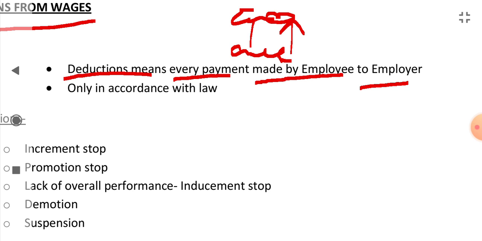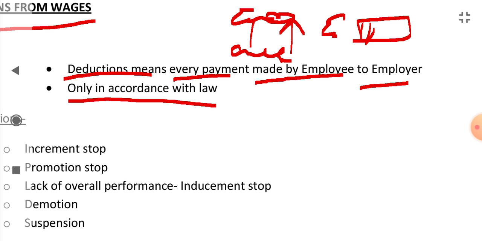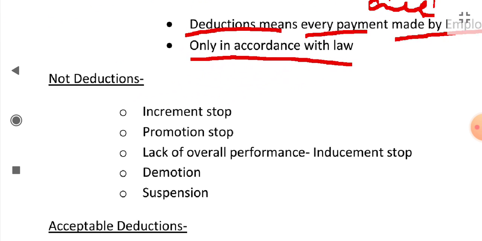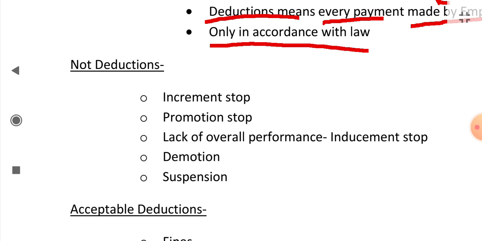In reality, what happens is the employer makes the deductions out of the salary or the wages of the employee. He doesn't need to take it from the employee, he will take it from the salary or wage of the employee. The deductions can be made only in accordance with law.